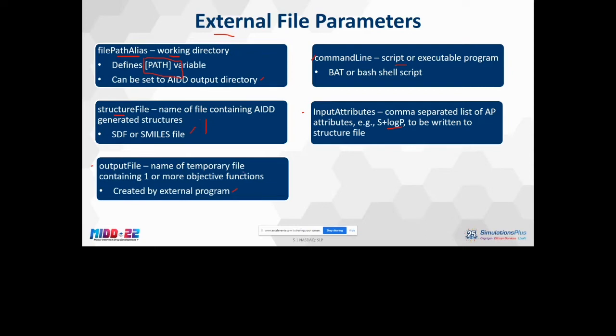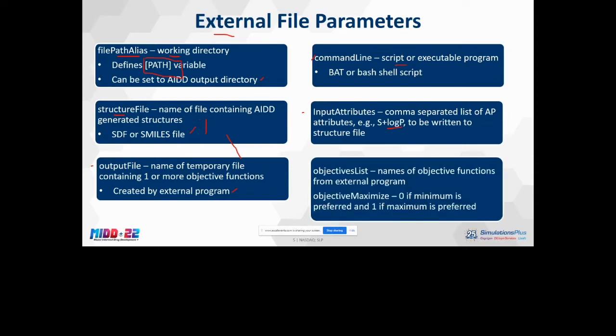And so once this script finishes, it returns control to AIDD. It checks this output file and makes sure that there's a line for each one of the compounds that it outputted. If not, it would stop, so there'd be some kind of error, and then this file and this file would stay around. If it worked fine, then it would delete both these files to get it ready for the next iteration. And then finally, you also have to specify an objectives list and an objective maximum or minimum.